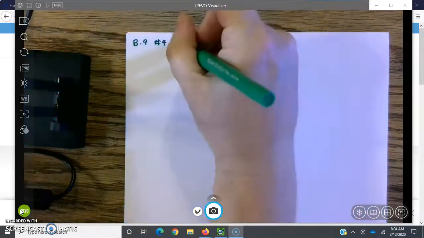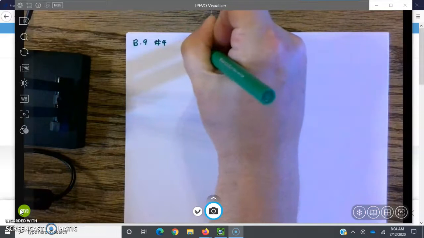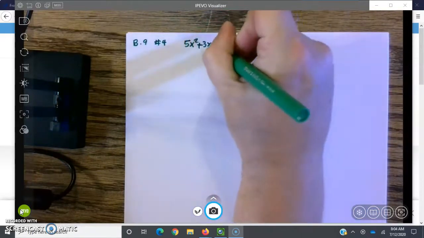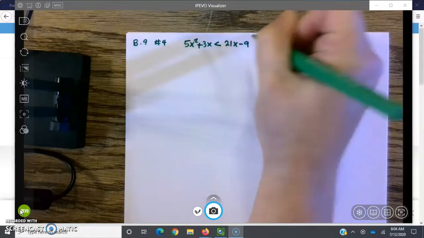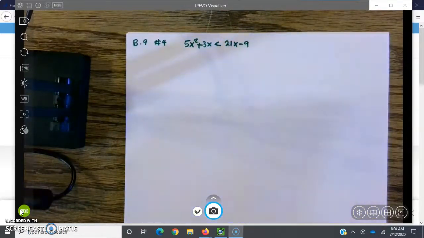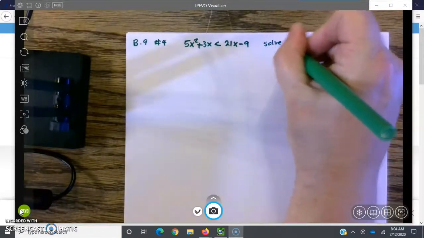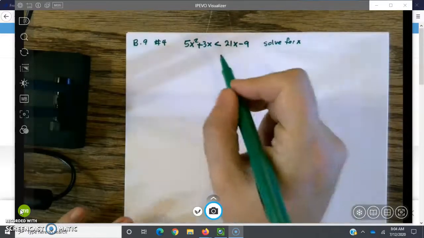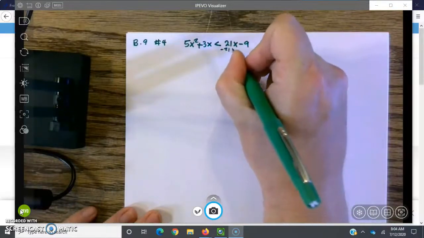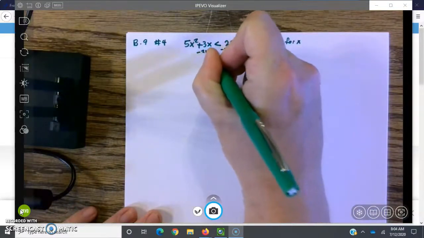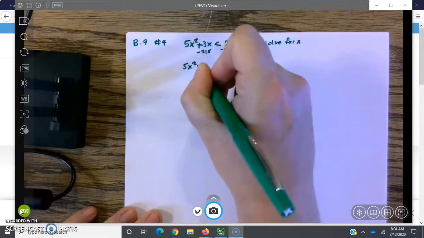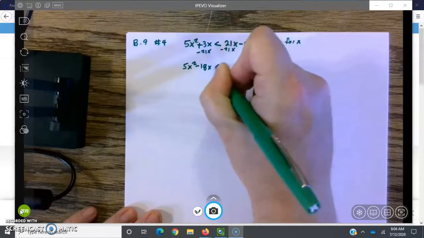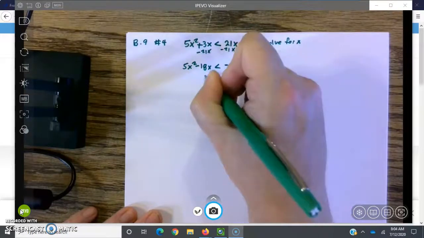So my problem was that we had 5x squared plus 3x is less than 21x minus 9. And I needed to solve it. Okay, so the first thing we're going to want to do is to get everything on one side of the inequality. So we'll subtract 21x from both sides. So I'll get 5x squared minus 18x, and then we'll add 9 to both sides.